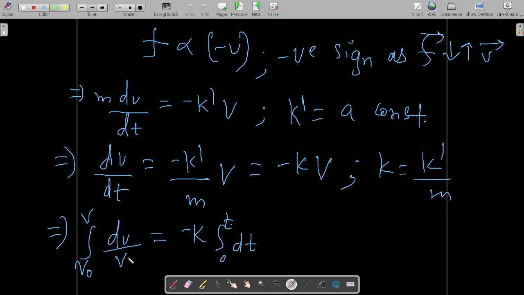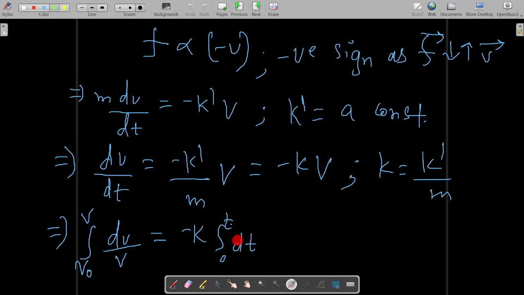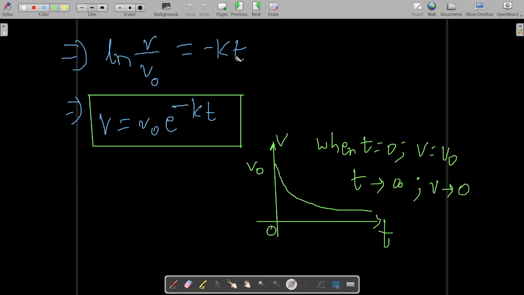So from here ln v will be there, then you put the upper limit and lower limit of integration, then you get log a minus log b equals log a by b. Then minus k, and this integration will be t, from 0 to t, upper limit minus lower limit. So you will get ln of v by v naught equal to minus kt. Ln means log to the base e. So e to the power minus kt will become v by v naught. So v equals v naught e to the power minus kt.